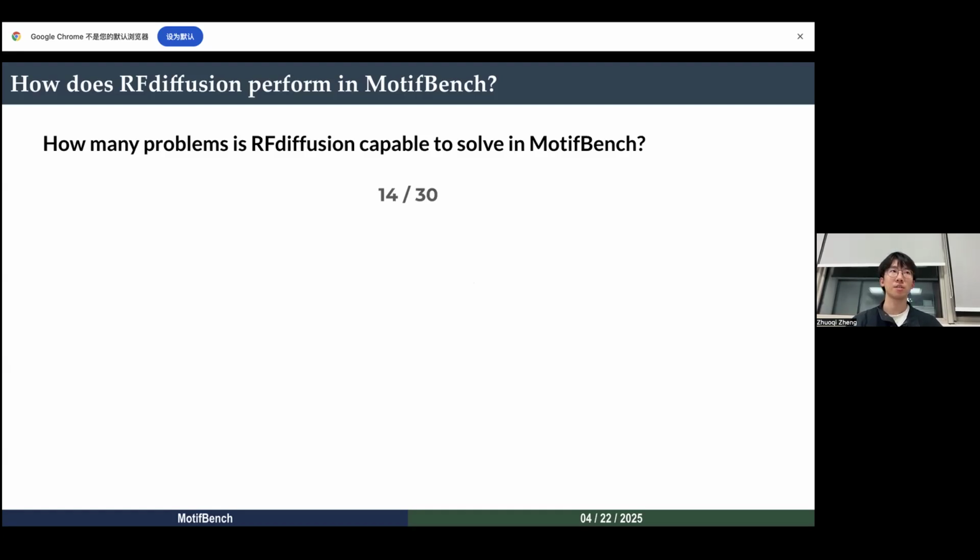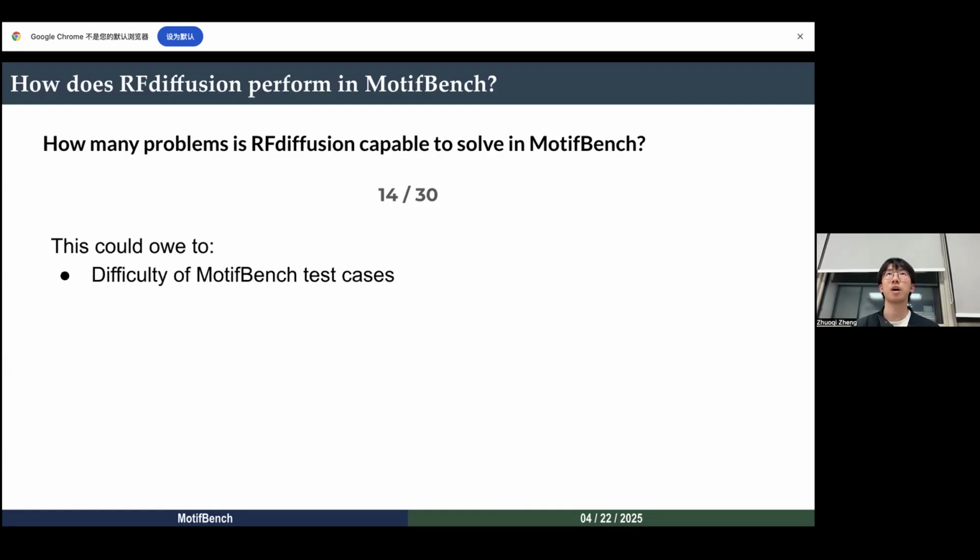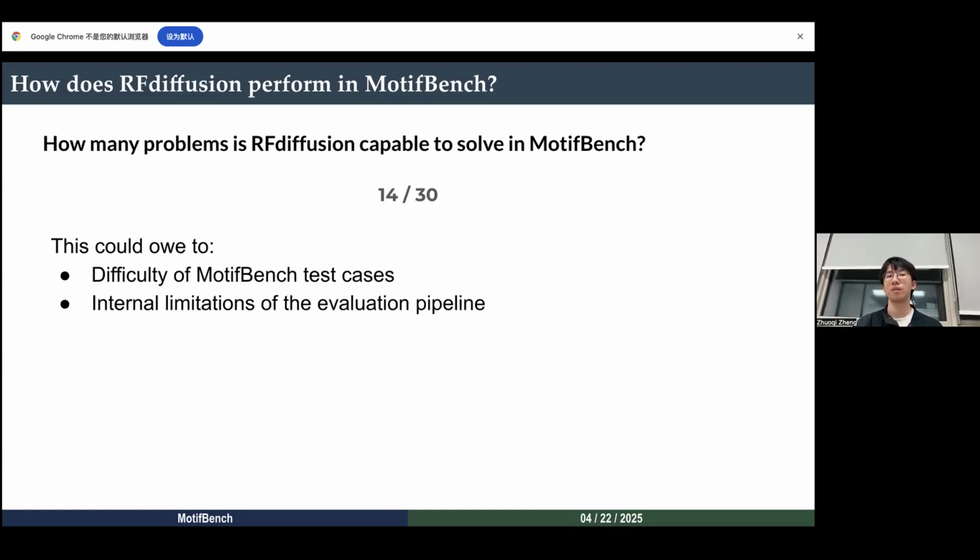This is a lot less compared with the 25 problem dataset, in many of the reported evaluations, where RFdiffusion and other methods were able to solve many or even all of them. But this could be owed to many different reasons. It could possibly be owed to the increased difficulty of the MotifBench test cases, but it could also be because of some internal limitations of the evaluation pipeline.